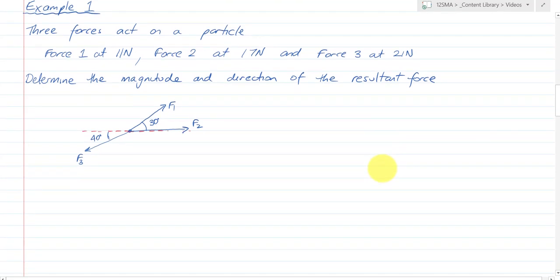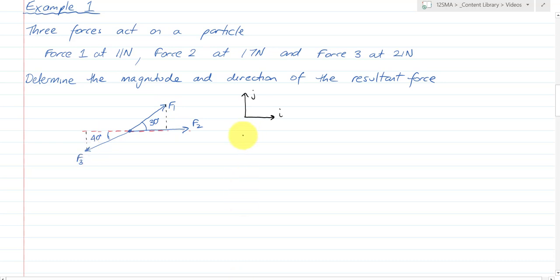So let's look at an example. In this example I've got three forces: 11 newtons, 17 newtons and 21 newtons. And I want to determine the magnitude and direction of the resultant force. They've been laid out in a diagram for me already, and I've drawn a red dotted horizontal line. It's important to note that i and j are my components, and they are at right angles to each other, horizontal and vertical, and I'm representing these as triangular components here.